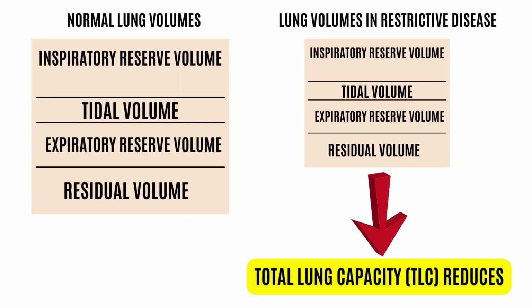Now, all these volumes will change in obstructive and restrictive respiratory diseases. Let us first see how these volumes are altered in restrictive disease. A restrictive disease means these diseases limit the lung ability to stretch. For example, pulmonary fibrosis, whereby the lung tissue is laden with scar tissue and thus it cannot stretch. This means the amount of air that you breathe in is limited or reduced.